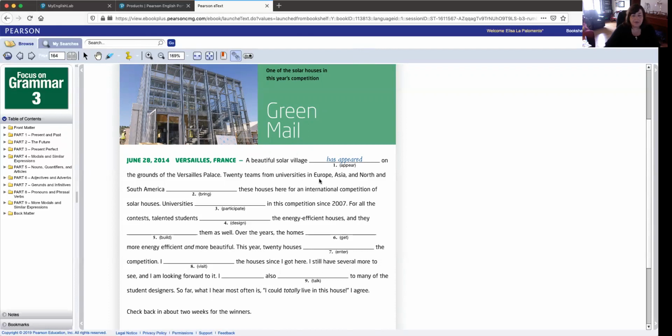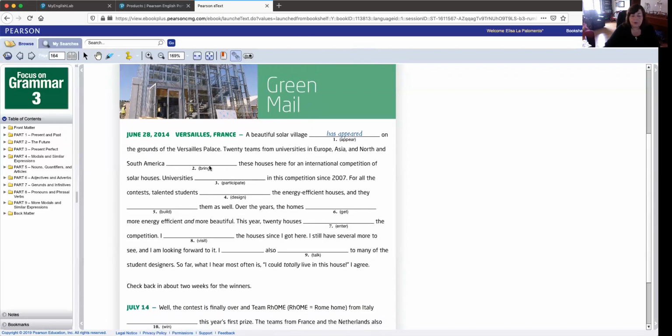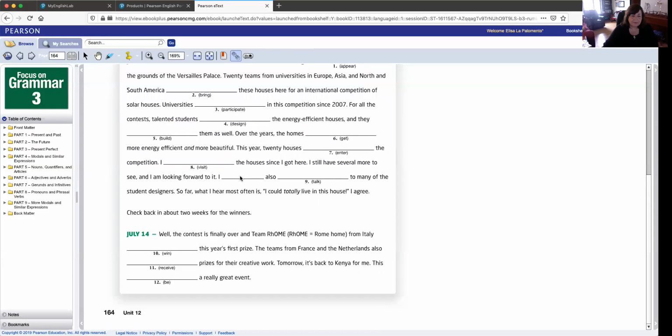20 teams from universities in Europe, Asia, and North and South America have brought these houses here for an international competition of solar houses. We're going to use present perfect here because this is finished. The houses are already here. Okay, so you do the rest of these, please. You're doing number 3 to number 12 down here. Remember when you see be, that's the to be verb, right, is are.